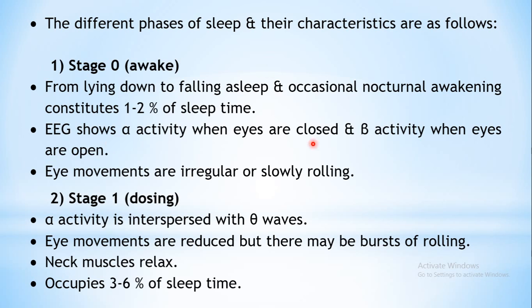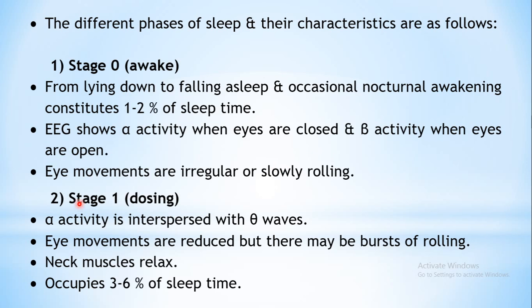Now when the eyes are closed, alpha activity is seen in the EEG, whereas beta activity is seen when the eyes are open. Coming to the eye movements, there are irregular or slowly rolling eye movements.